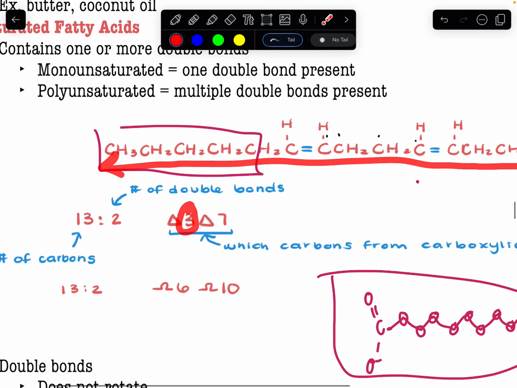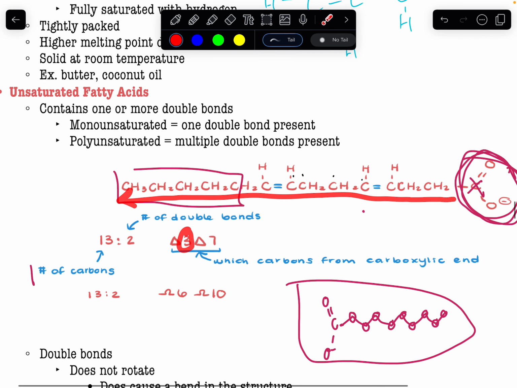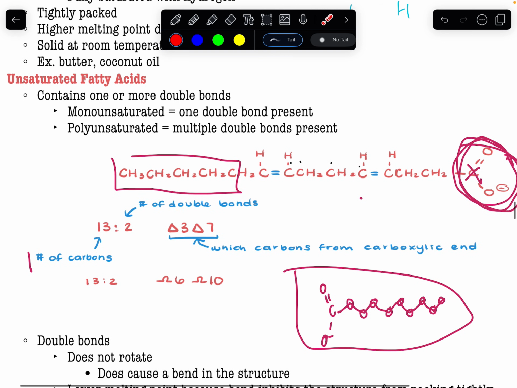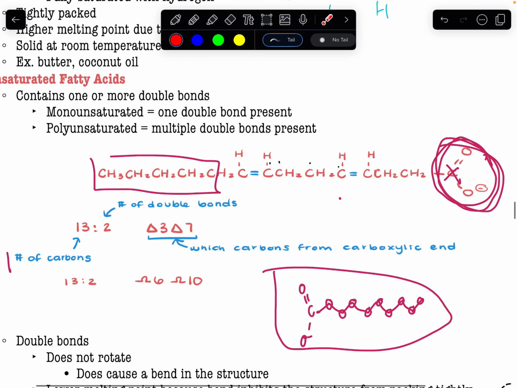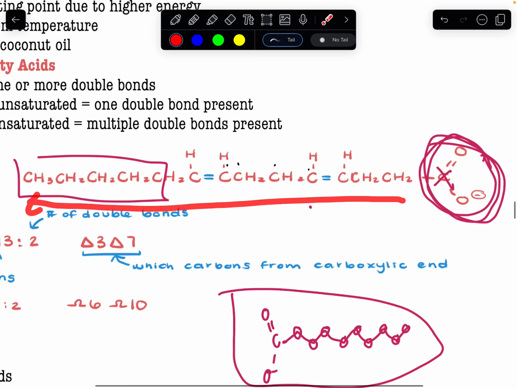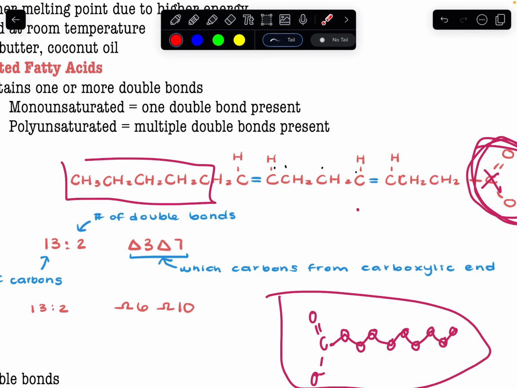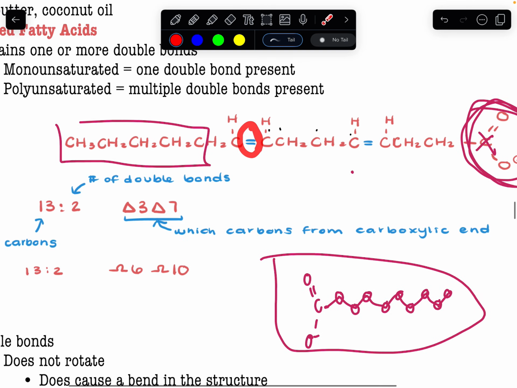And these numbers right here, if you see a delta or omega, are representing what carbons the double bonds start on. So as we can see right here, with delta 3 and delta 7, with deltas, as I just stated, we are counting towards the end of the hydrocarbon tail. We can see that carbon 1, carbon 2, carbon 3 starts the first double bond right there. And if we continue counting, 4, 5, 6, 7, carbon number 7 holds the beginning of another double bond.